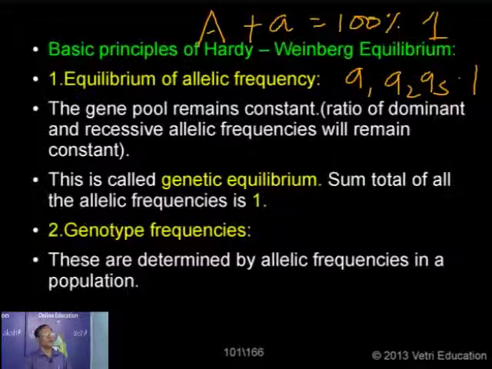1. Dominant homozygous. 2. Dominant heterozygous. 3. Homozygous recessive. From these three groups of individuals only, we can calculate either the dominant gene frequency or recessive gene frequency. Without the help of genotype frequencies, we cannot calculate the allelic frequencies. So the two basic principles of Hardy-Weinberg equilibrium are: 1. Equilibrium of allelic frequency. 2. Genotype frequencies, which are responsible for calculating the dominant and recessive gene frequencies.